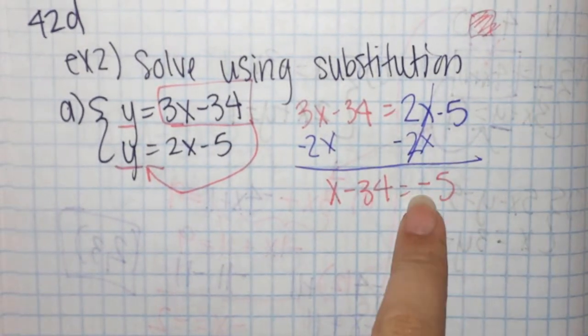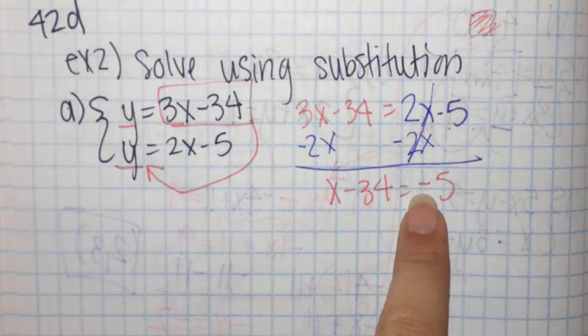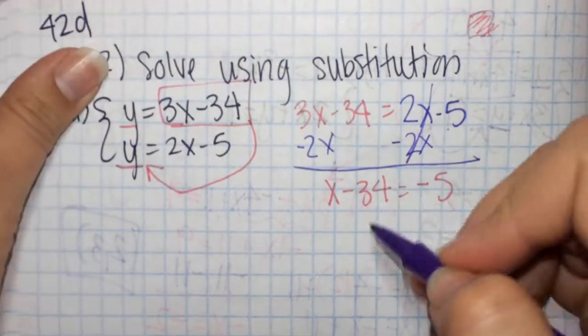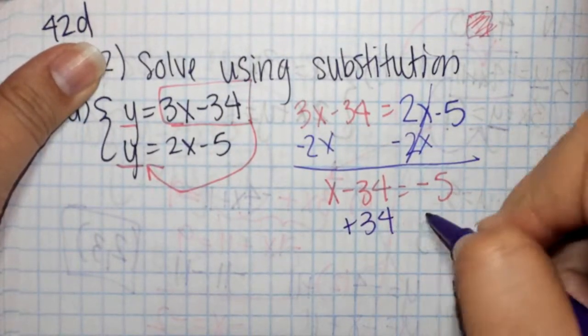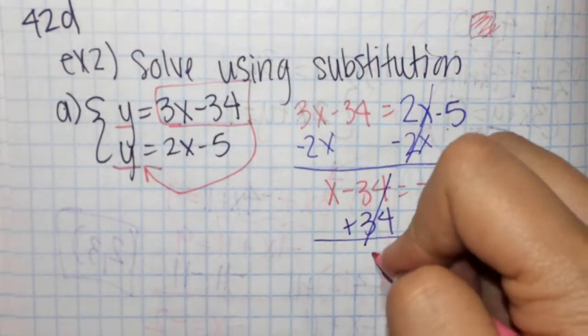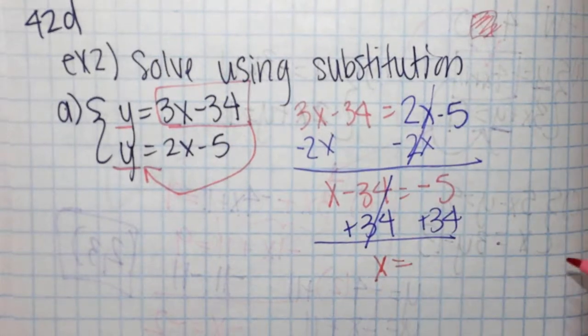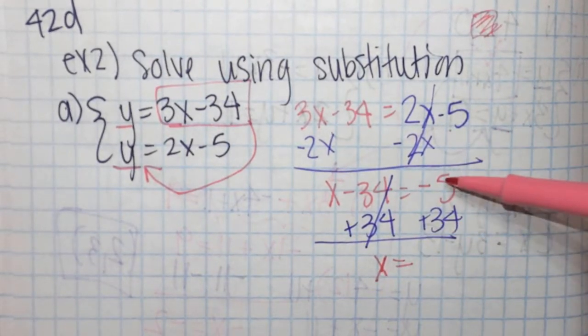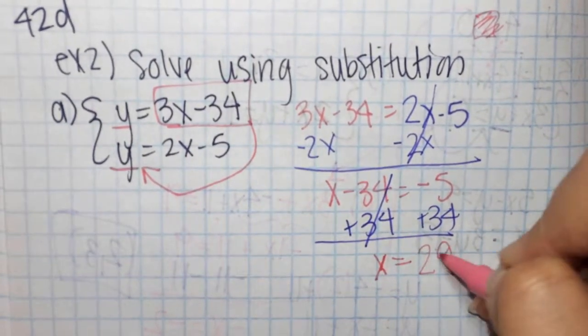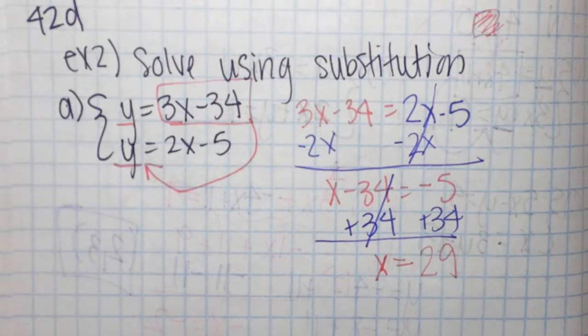Alright, now why did I keep the negative on the 5? Because it's a negative 5, because it's a minus, right? Okay, now what do I do from here? Add 34, oh, both sides. Alright, negative 5 plus 34 is 29. Do we agree or disagree?